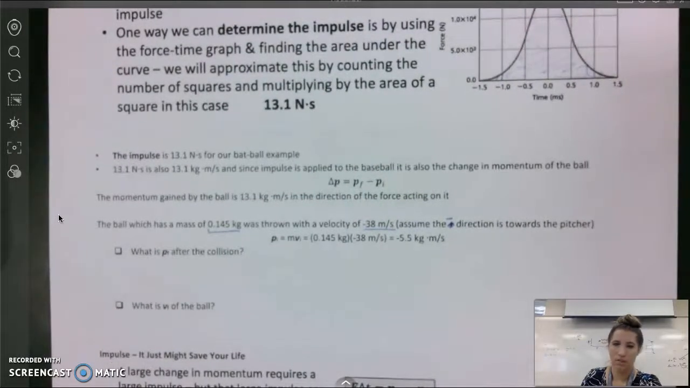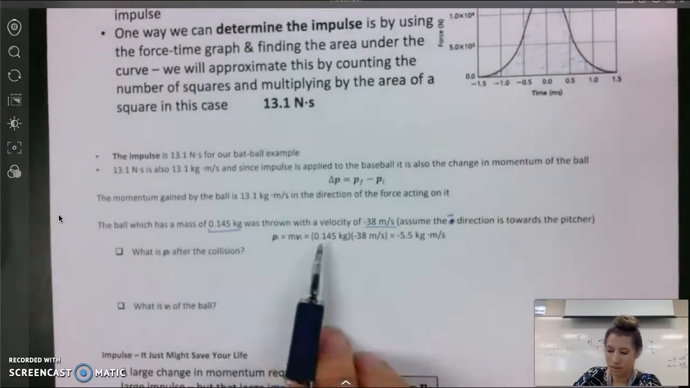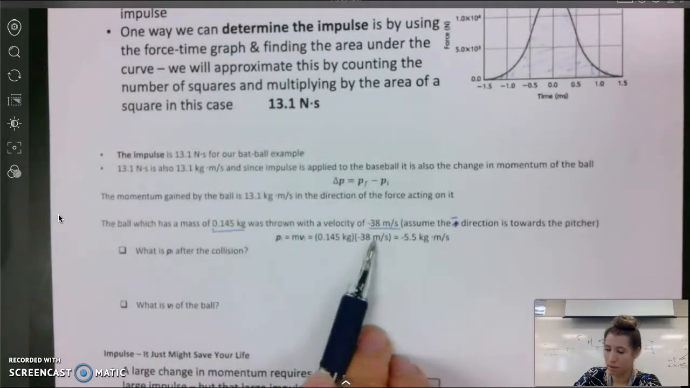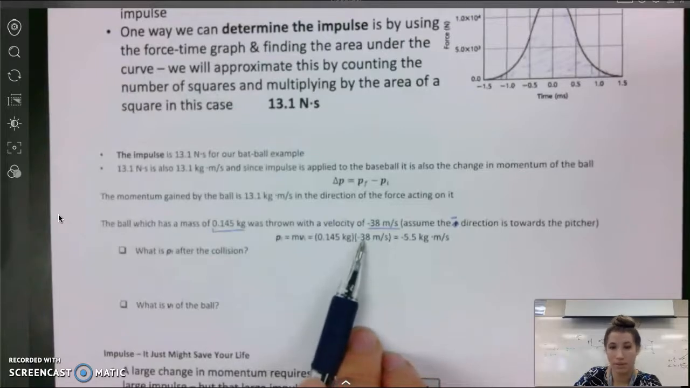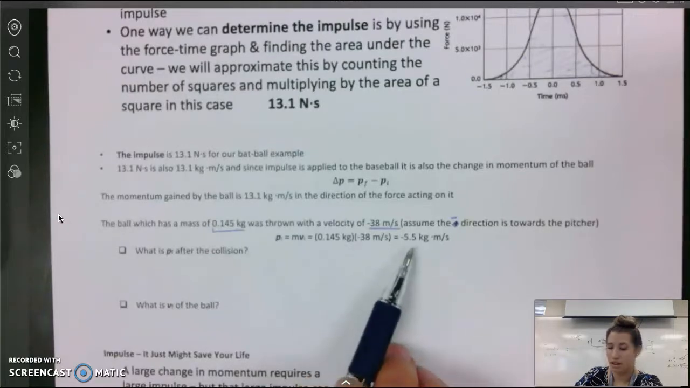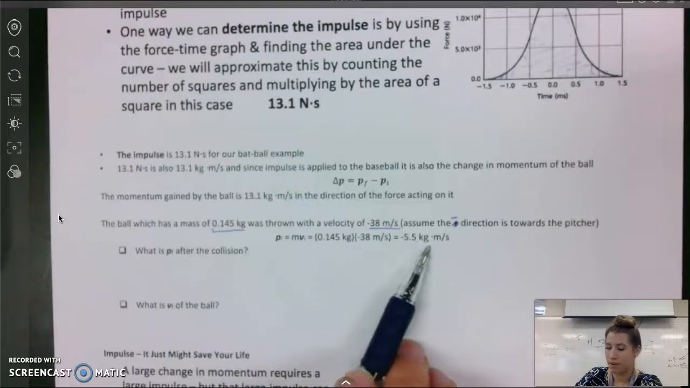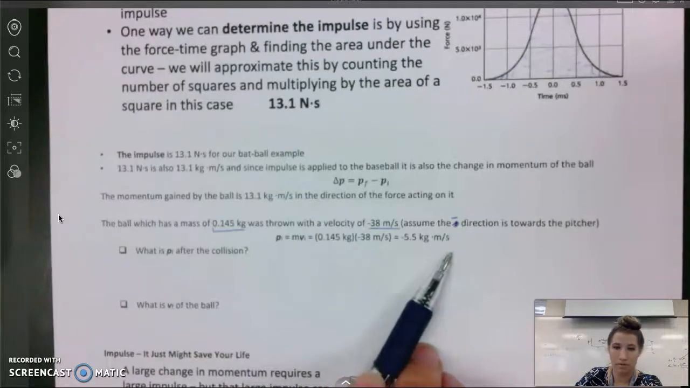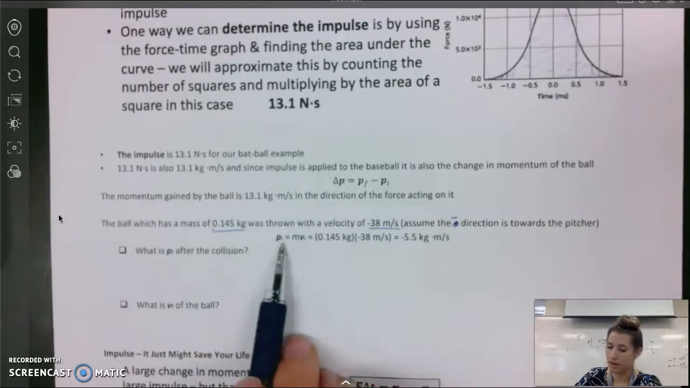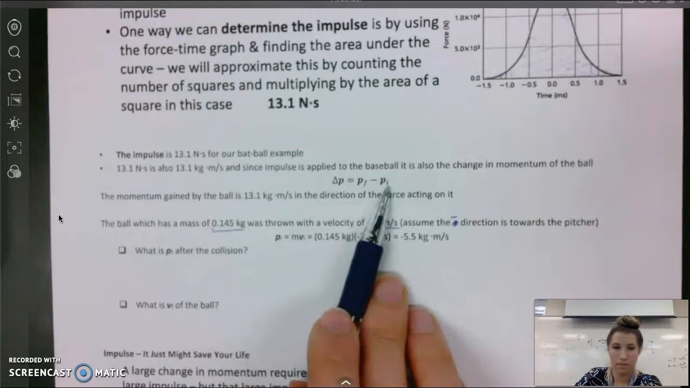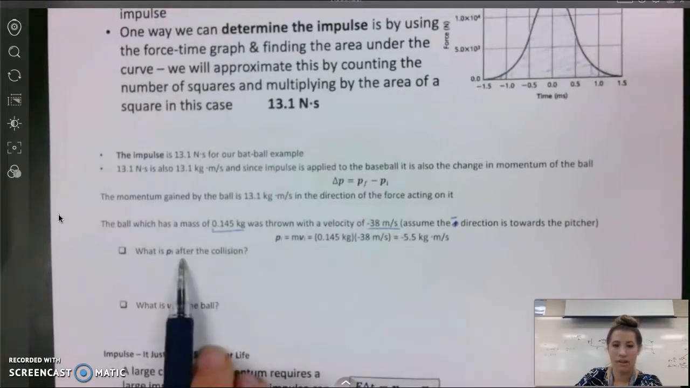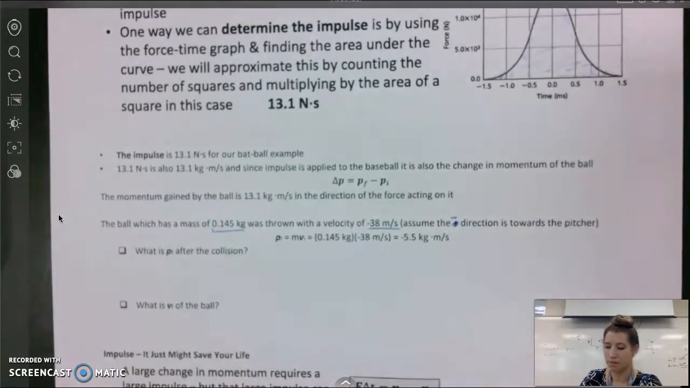Okay? So we know how to calculate momentum. Momentum is the mass of the object multiplied by the velocity. This is a vector quantity. The negative sign means the direction. And that's going to equal negative 5.5 kilogram meters per second. Okay, so that is our initial momentum there. So what is the final momentum?